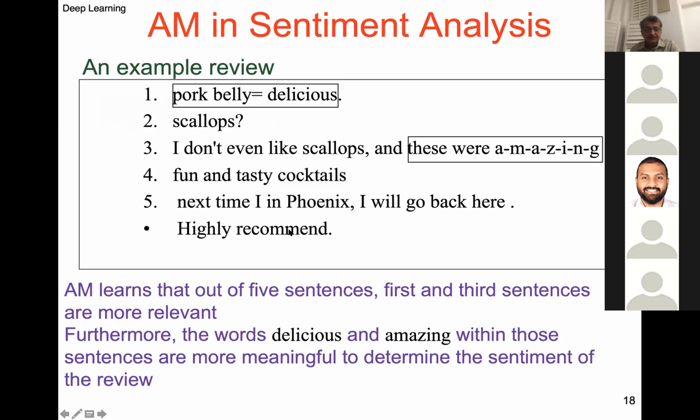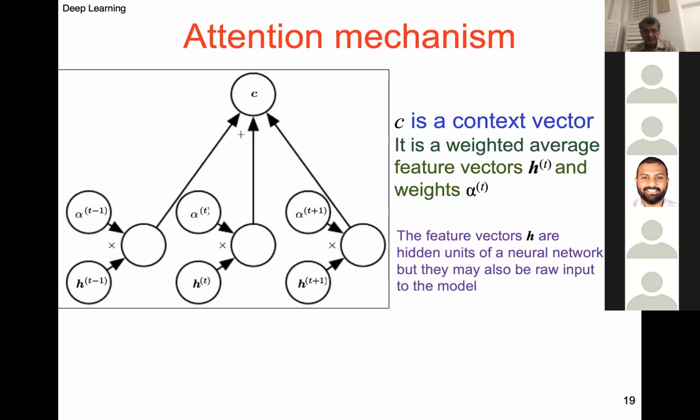Highly recommend is the summary. So the attention model learns that out of the 5 sentences, first and third are more relevant. Furthermore, the words delicious and amazing within those sentences are more meaningful to determine the sentiment of the review. So sentiment would be a positive review. And so for that positive review, these were the prominent ones, the ones that relate to that sentiment. So attention models play a role not only in machine translation, but in other NLP tasks, such as sentiment analysis.